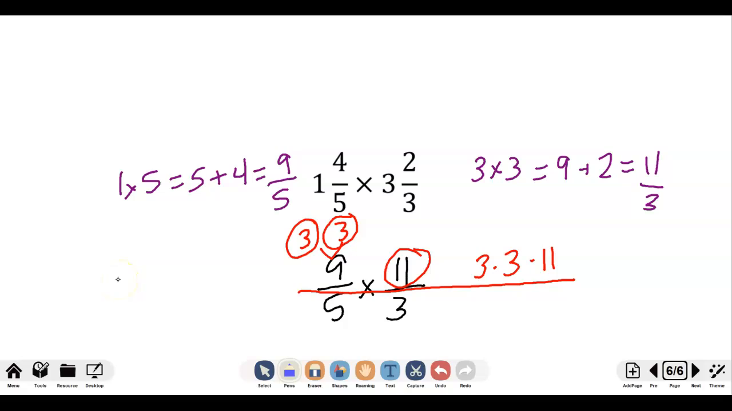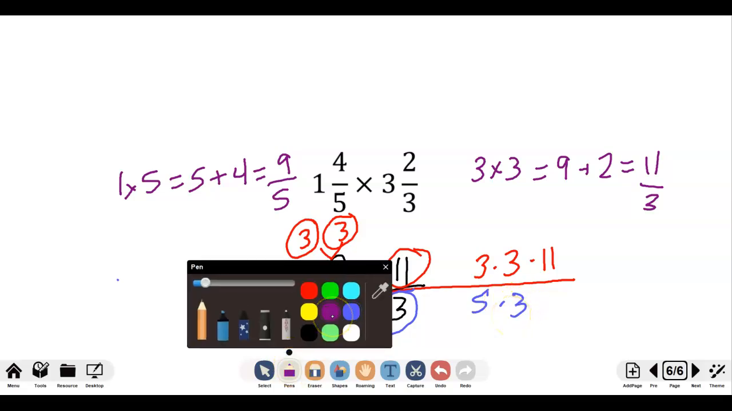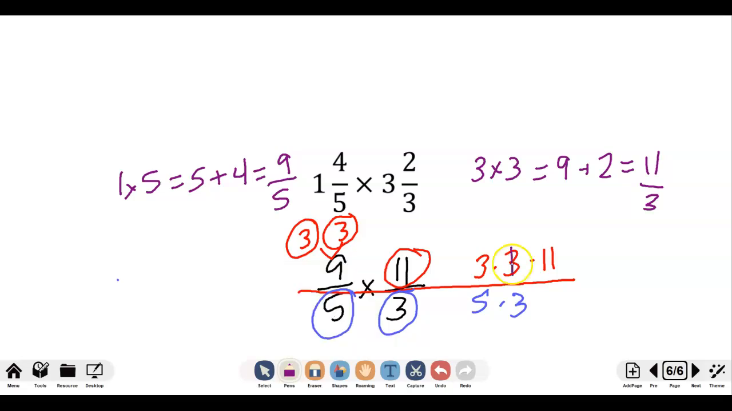The denominator is a little bit easier because I have 5, which is a prime, and 3, which is a prime, so I don't have to do any branches there. I've got 5 times 3. And then I'm looking for a pair that I can cross off, and it looks like I got a 3 and a 3. So in the numerator, 3 times 11 is 33, and in the denominator, I just have 5.